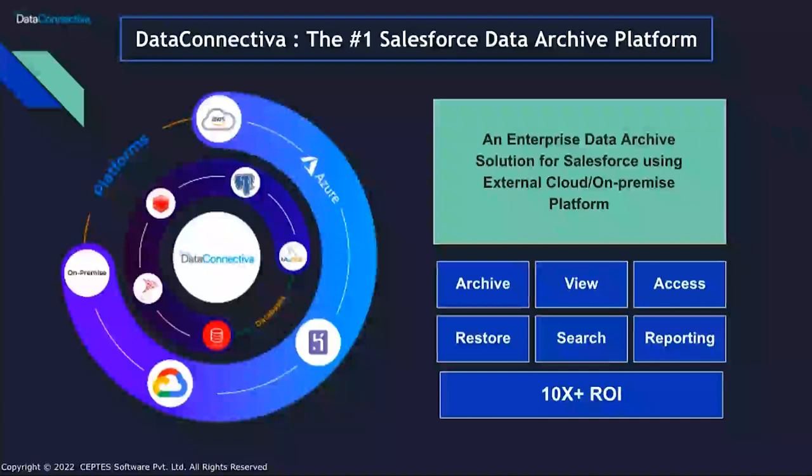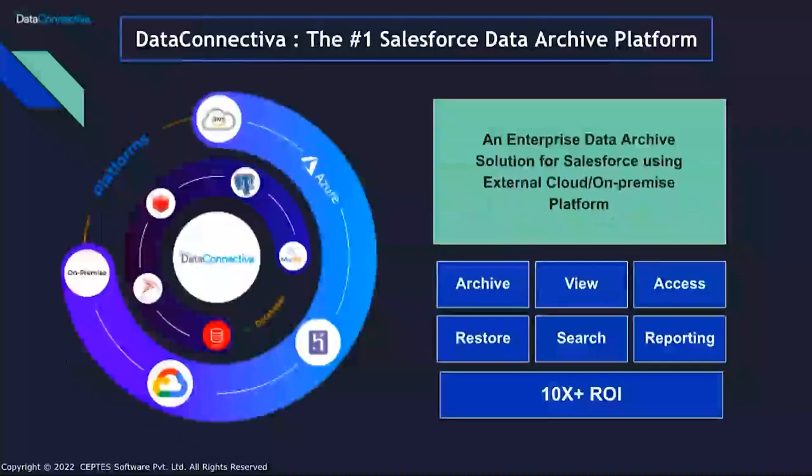So 10x is a lower number. It might look very big, but definitely, when you compare buying additional Salesforce storage to using an archiving solution like Data Connectiva, you will get 10x ROI. So 10 times the ROI. It means you will have to invest one-tenth the cost for this solution than buying the Salesforce storage, right? So that is the advantage of archiving.